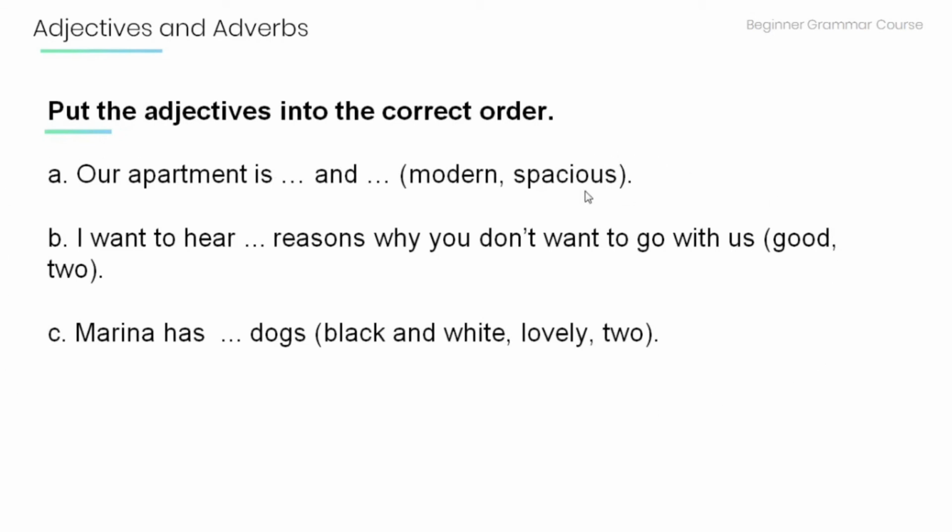Now read the following sentences and put the adjectives into the correct order. A. Our apartment is and modern, spacious. B. I want to hear reasons why you don't want to go with us. Good. 2. C. Marian has dogs, black and white, lovely too.